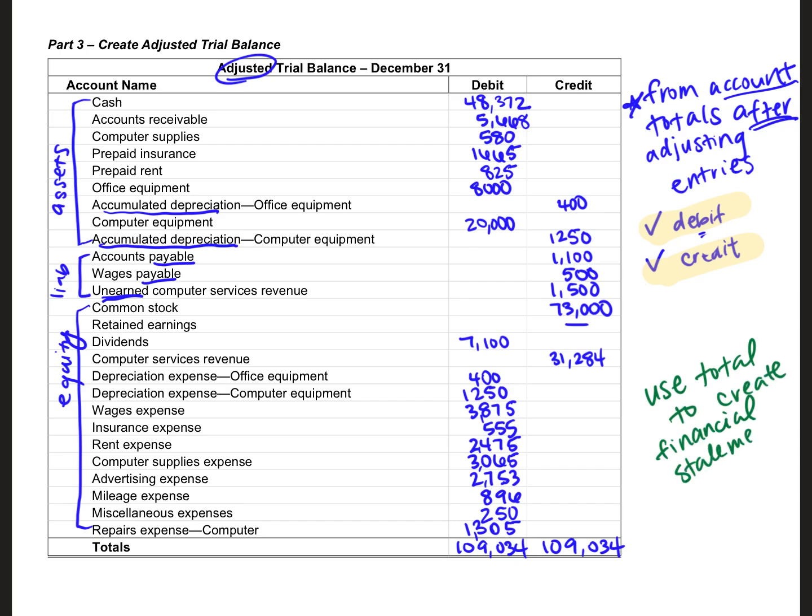All right, so again, once we're all the way done, this is like our list, and we're going to use this to make our financial statements. The first one is always our income statement. So that's what we will do next.